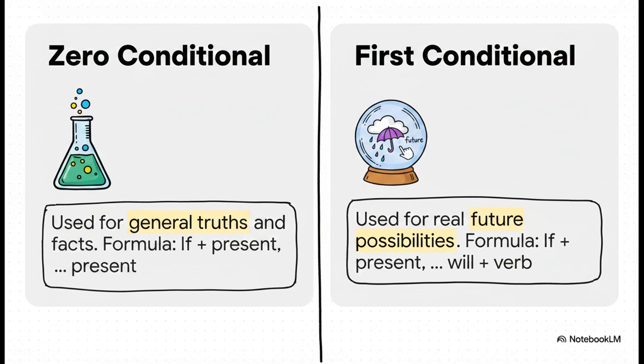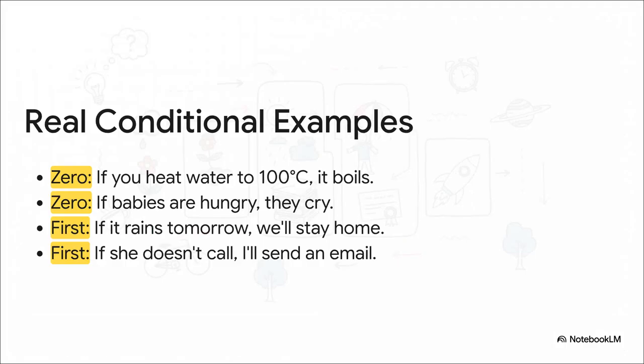If plus present tense, then present tense again. But for things that are real possibilities in the future, we switch to the first conditional. The formula changes just a tiny bit. If plus present tense, but the result uses will plus a verb. And looking at these examples makes the difference super clear.